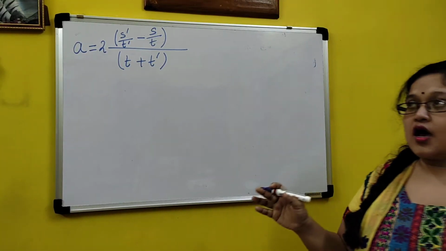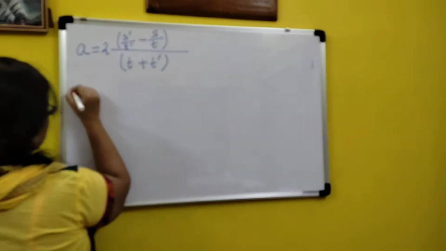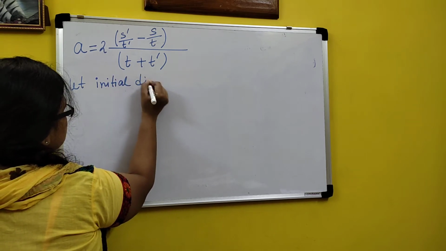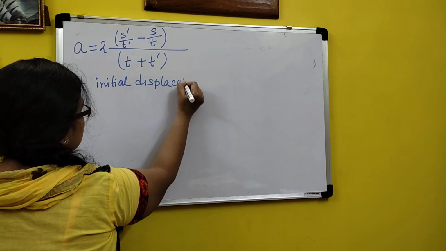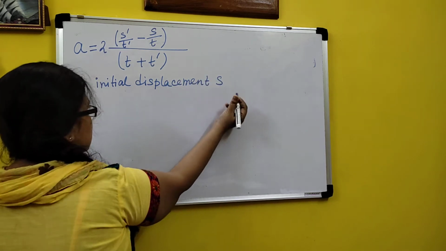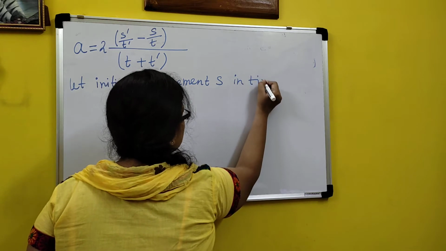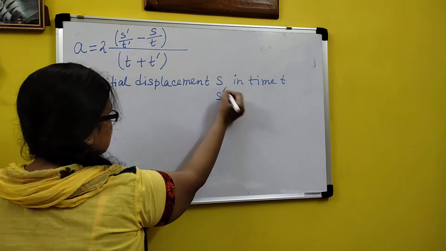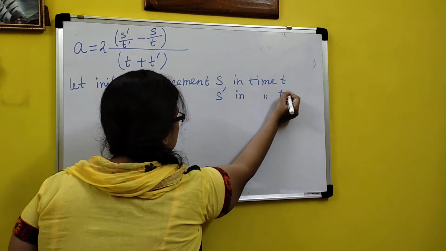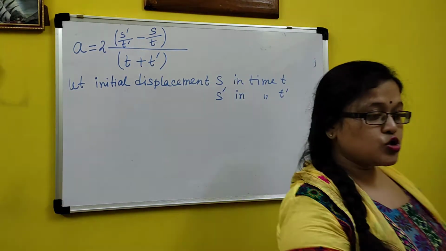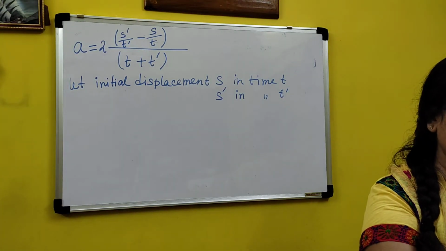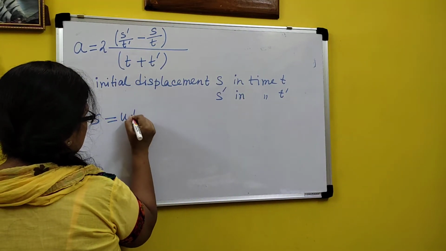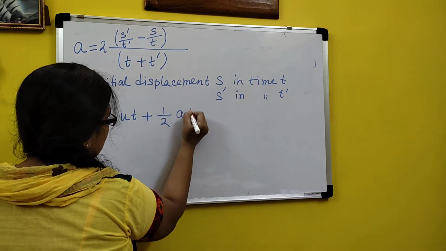So let the initial displacement be s in time t, and displacement s prime in time t prime. Clear? These are the two things. So if I am having this one, I can write s equal to ut plus half at square.